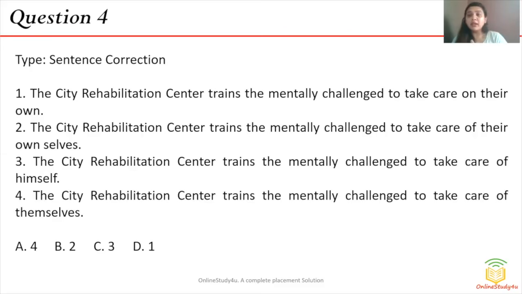That becomes incorrect again. We will not look at 2 as an answer option. The City Rehabilitation Center trains the mentally challenged to take care of himself. Now, we do not know, is it himself, is it herself, is it oneself? We do not know, so we are not going to experiment with that. We know that mentally challenged could be anybody, and it is definitely more than one person. So, if we look at answer option 4, the City Rehabilitation Center trains the mentally challenged to take care of themselves. That is your correct answer. And number 4 pertains to A. So A becomes our correct answer option for this question.